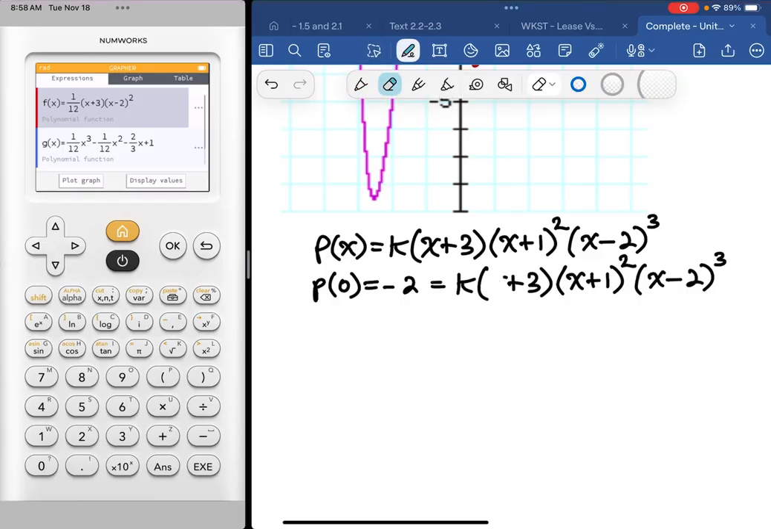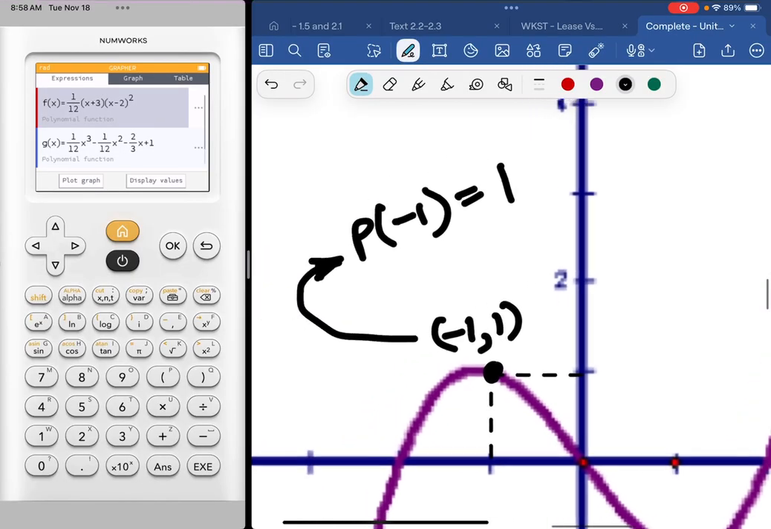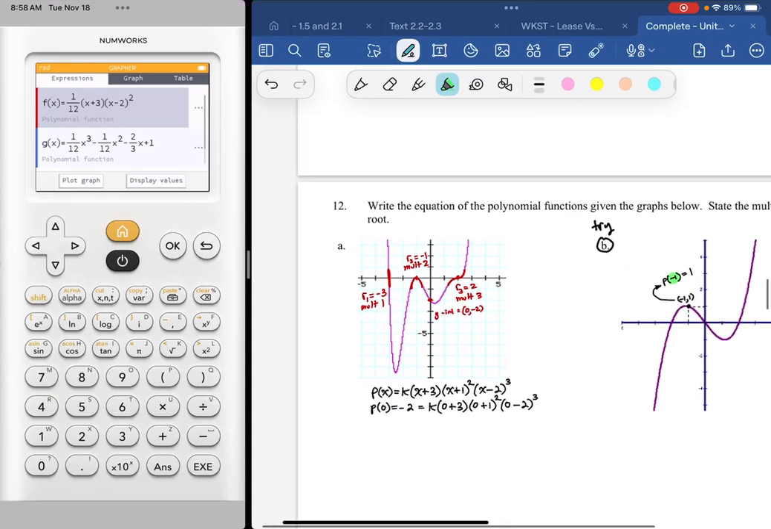Except I'm going to swap out my x's and replace them with 0. So in this next problem, where p of negative 1 is equal to 1, you'll replace all your x's with a negative 1 instead of a 0.